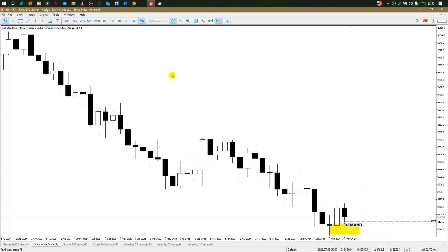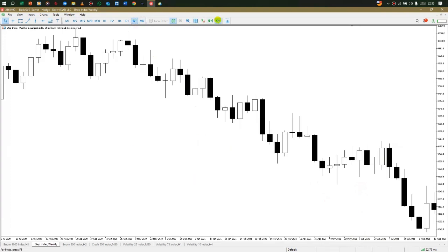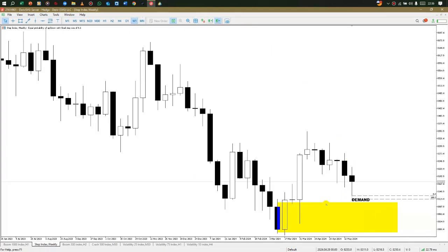Okay, so on the weekly time frame, you can see that the price is rejecting from this weekly demand zone here, which is within the monthly demand zone.